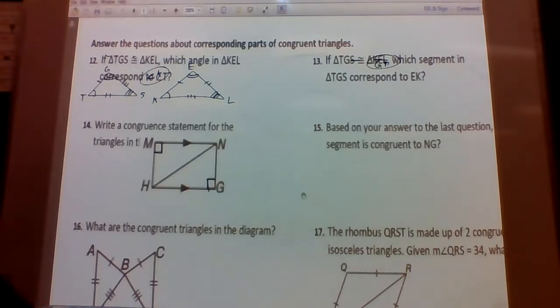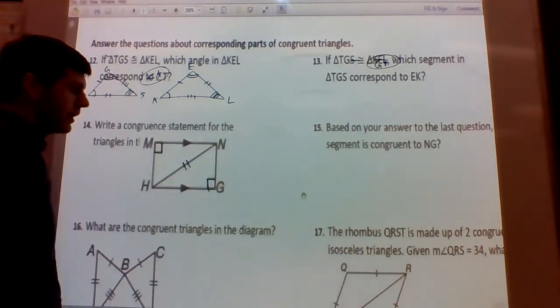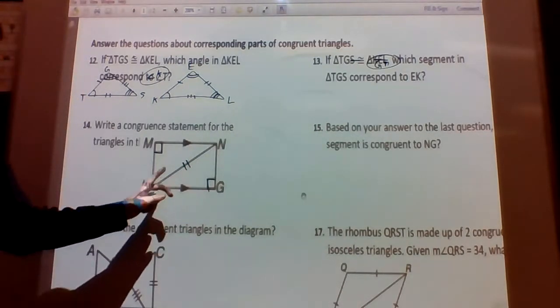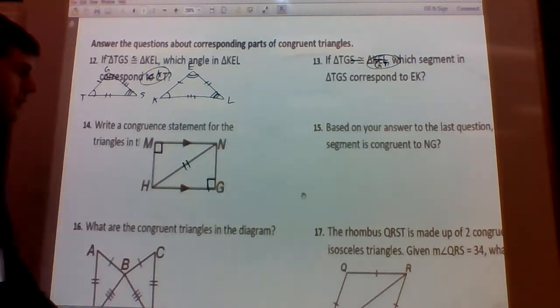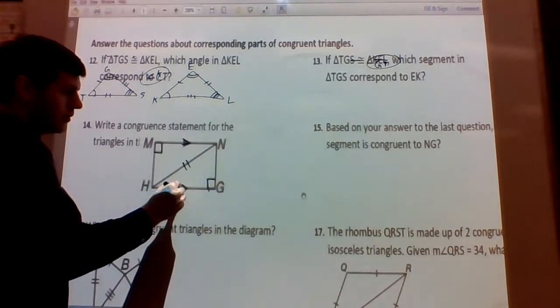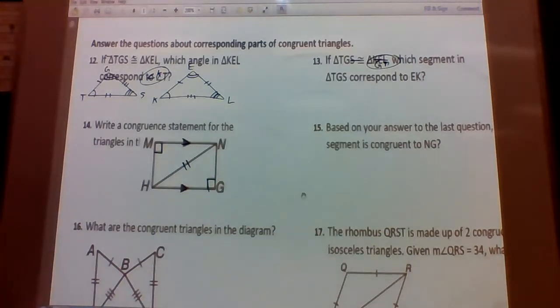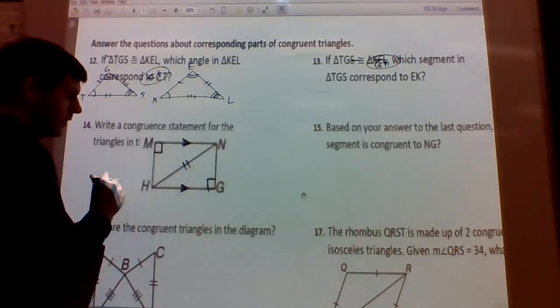Okay. We know HN is congruent to HN by the reflexive property, or we could say HN is congruent to NH by the symmetric property. And we know MN is parallel to HG. Okay. By these arrows, that's what the arrows signify. So when we have parallel lines, we should look for alternate interior angles. So here's our parallel lines.